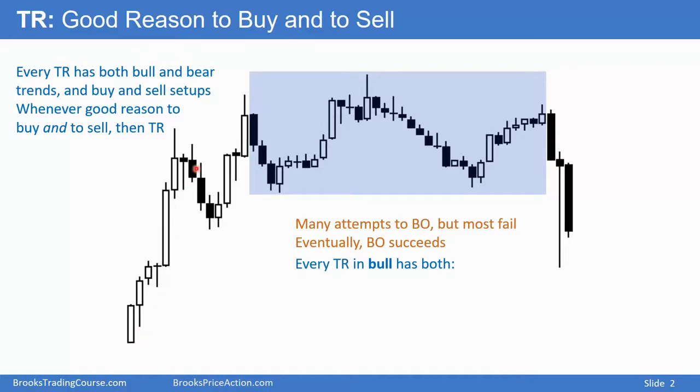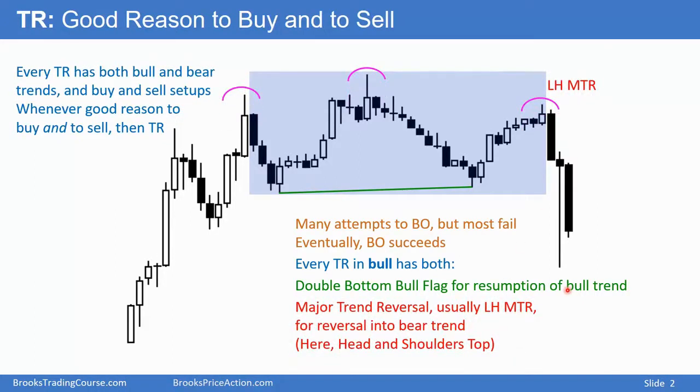We have a bull trend and then a trading range, and every trading range in a bull trend has a double bottom of some kind, and the bulls hope that the double bottom bull flag will result in a bull breakout and a resumption of the bull trend. And every trading range has some kind of a major trend reversal. Here we have a lower high major trend reversal, and it's also a head and shoulders top: left shoulder, head, right shoulder.